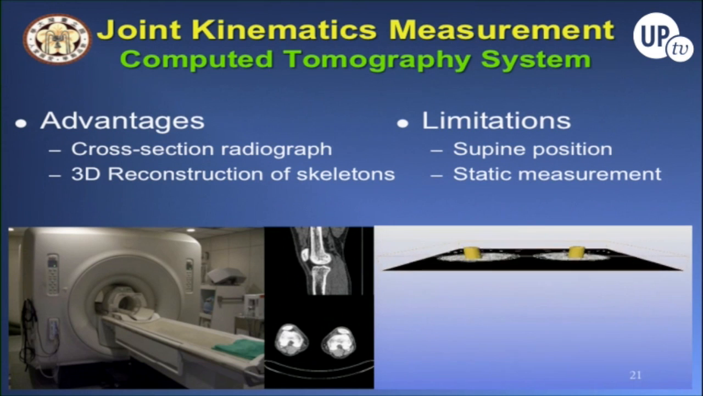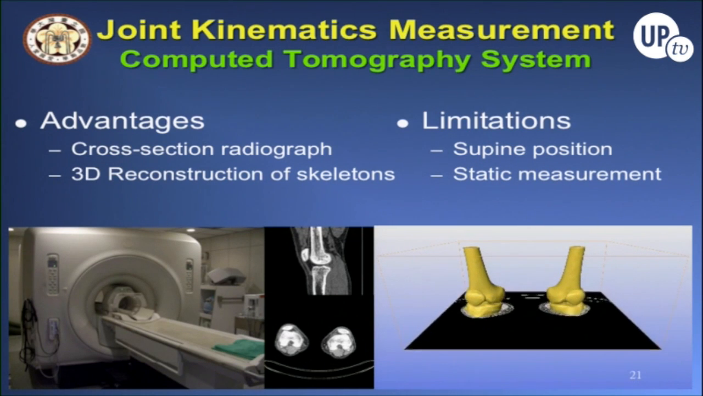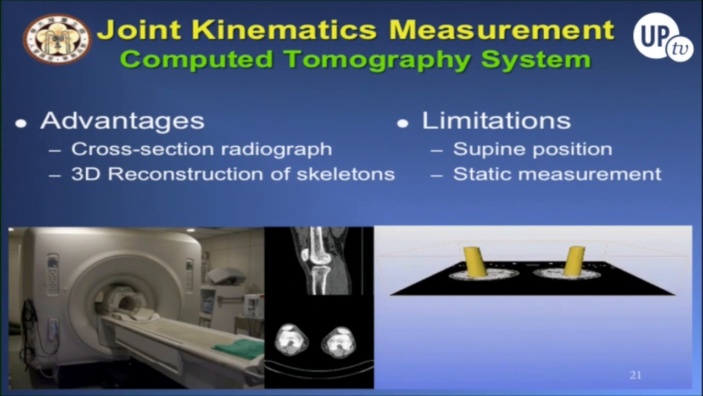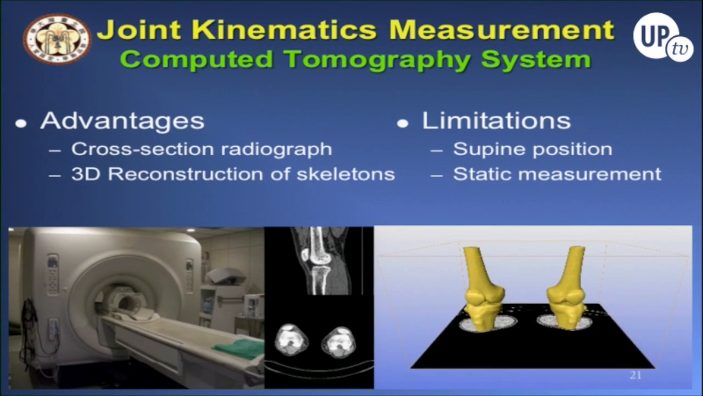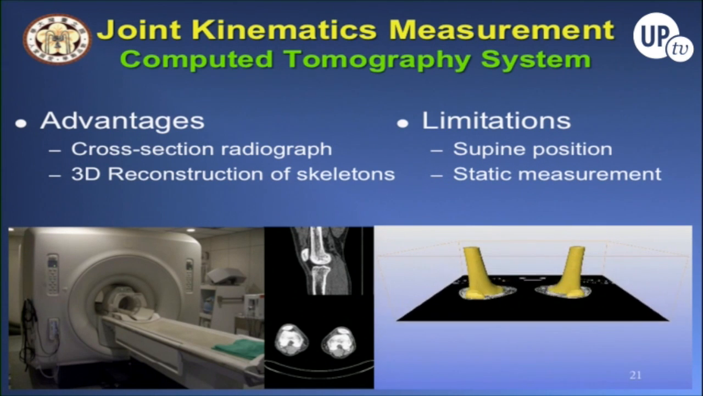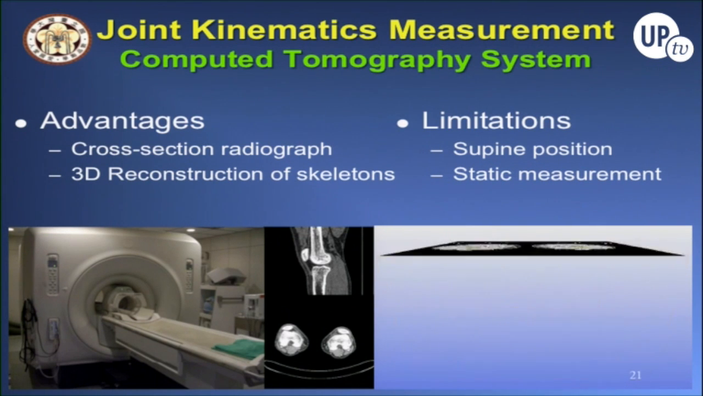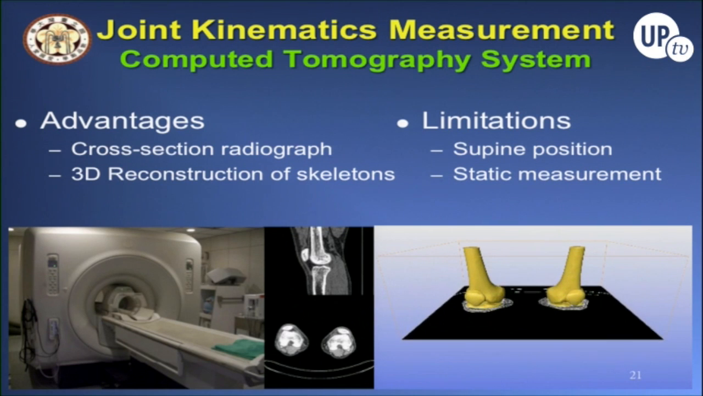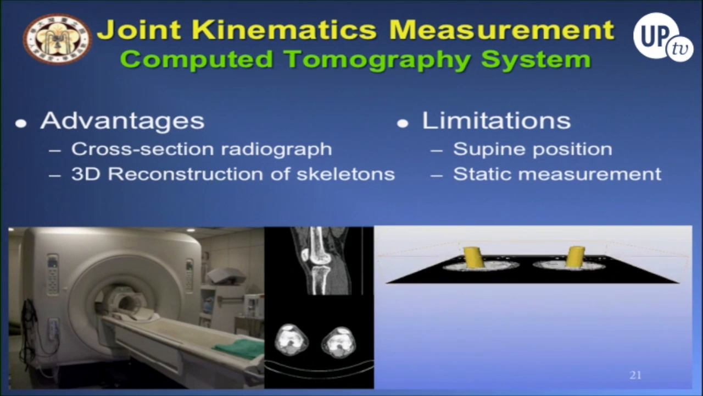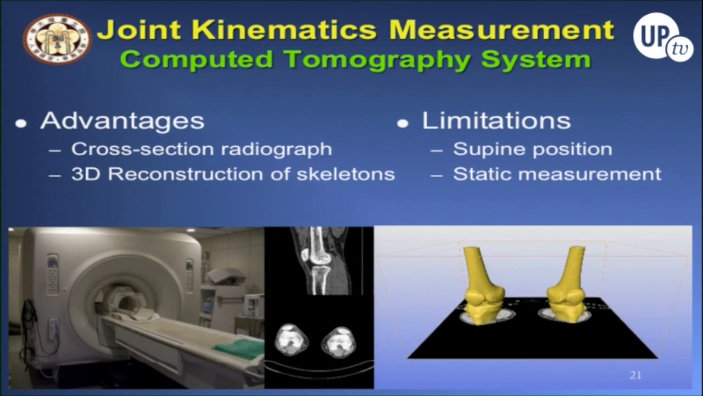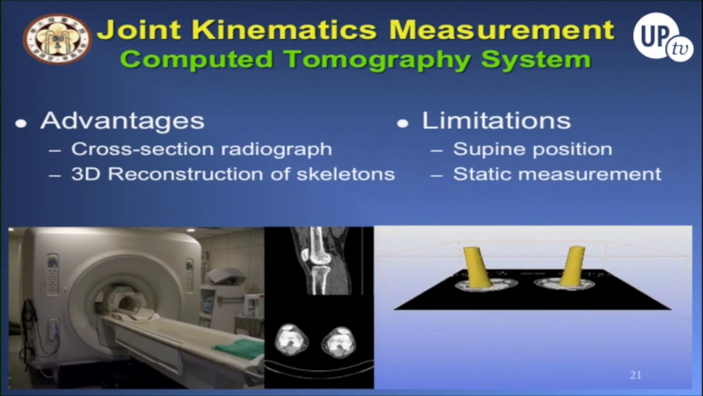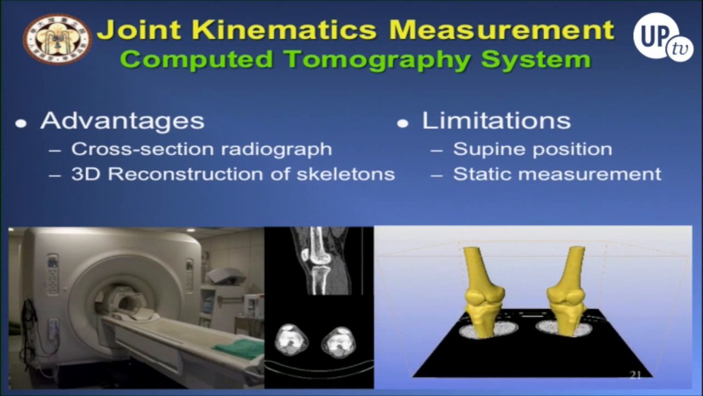Thanks to Professor Cormack, we have a CT scanner that allows us to get 3-dimensional information of the skeletal system. And we can use that to reconstruct the bones in 3 dimensions. But normally you take CT scans in a supine position, and it only provides you static information.